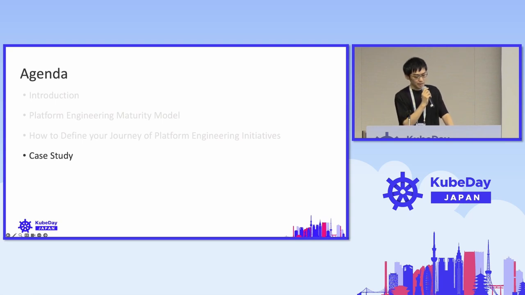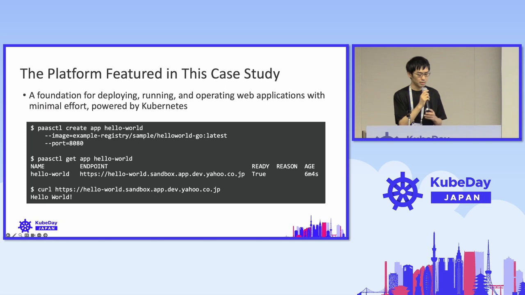So finally, let's take a quick look at how to define the journey and proceed on it, by reviewing an example of a platform our team is working on. First, let me briefly introduce our platform. This is a foundation for deploying, running, and operating web applications with minimal effort. As shown in this example, we can deploy an application container with a simple command. And an HTTP endpoint is automatically created, making it immediately accessible.